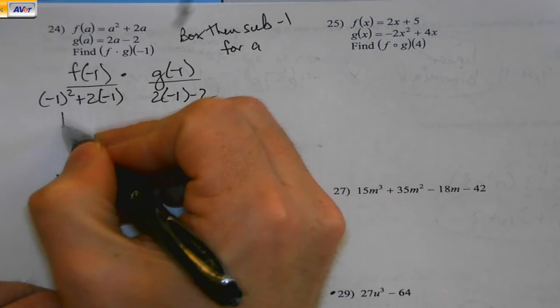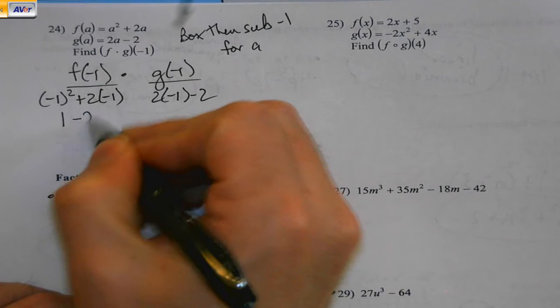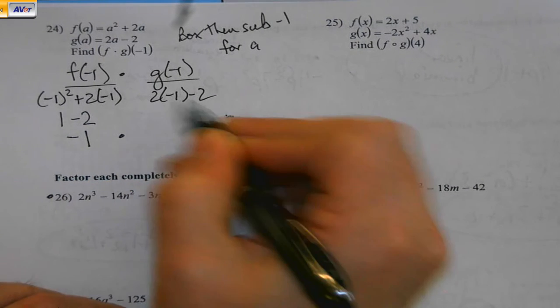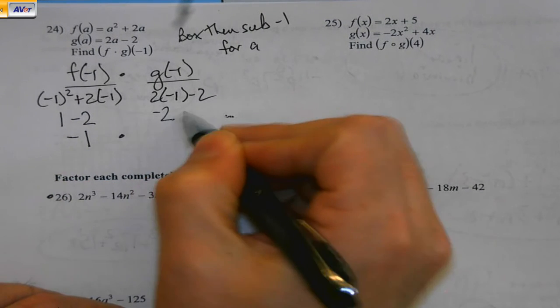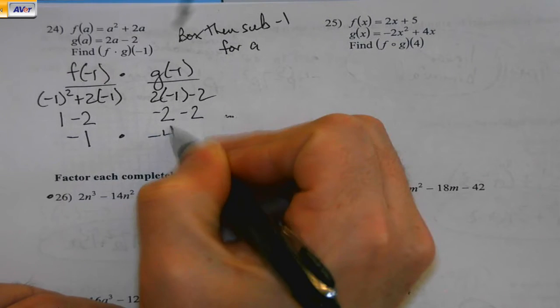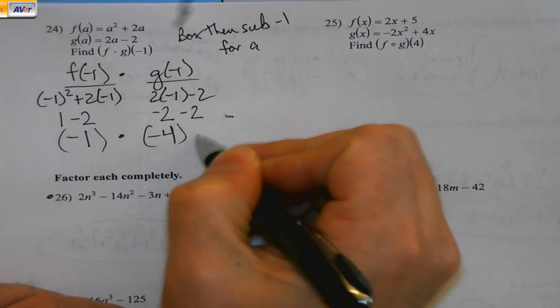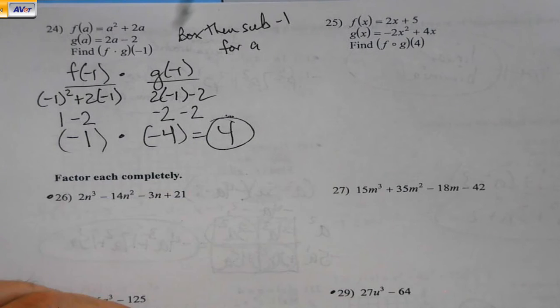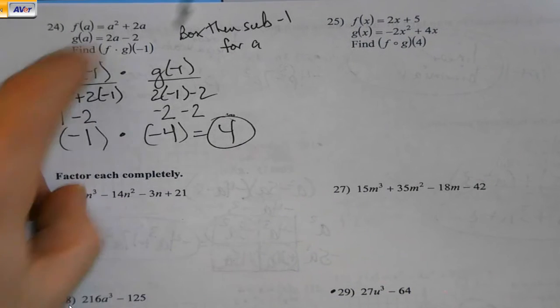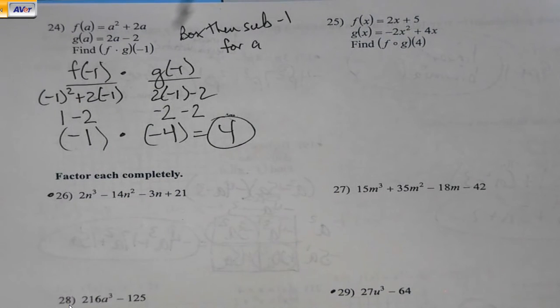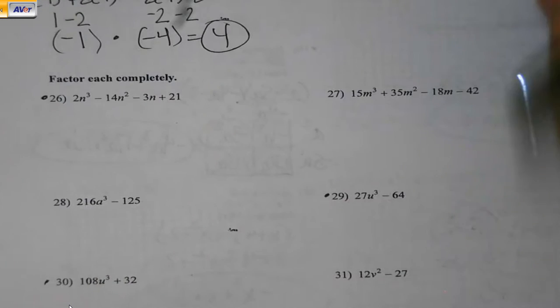Negative 1 squared would be 1. Minus 2 is negative 1. Negative 2 minus 2 is negative 4. And you multiply them together. I think that goes faster. Now again, it's not about speed, it's about accuracy. So if you wanted to do your box or your FOIL and then put the negative 1 at the end, you could. Once we get there, okay, we're going to be doing our factoring.